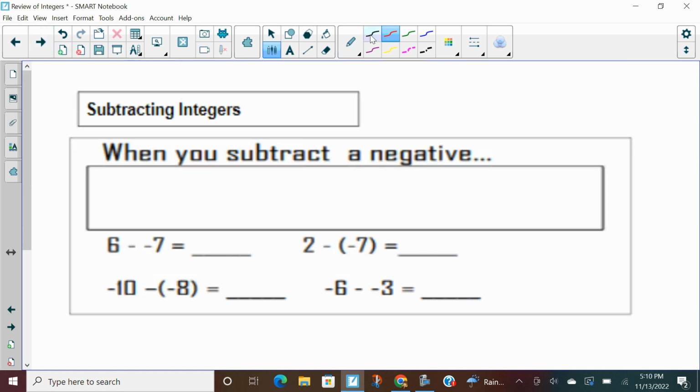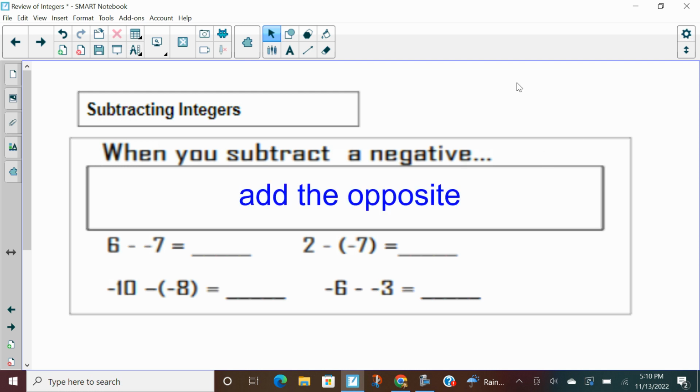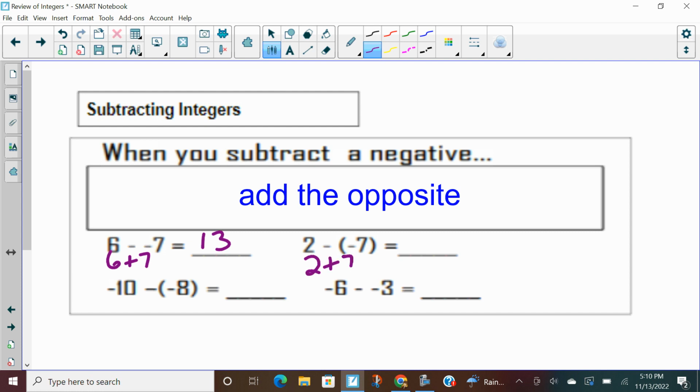Next, we are going to subtract integers. So the rule for subtracting integers is to add the opposite. And the best way to do this is to rewrite them as addition. So like 6 minus negative 7 is going to become 6 plus 7, which is positive 13. 2 minus negative 7 is going to become 2 plus 7, which is positive 9.